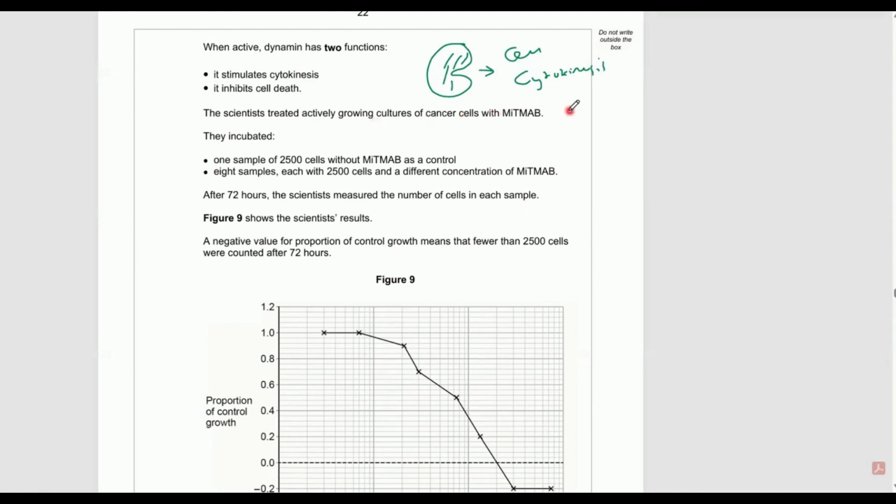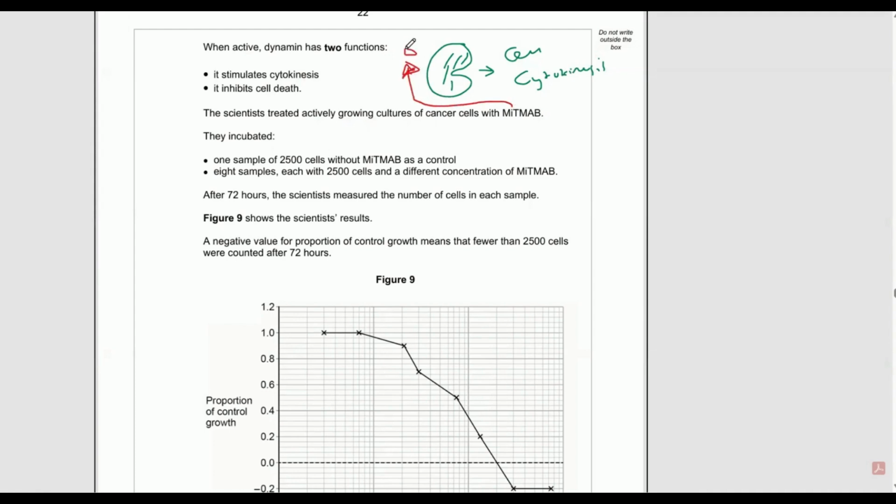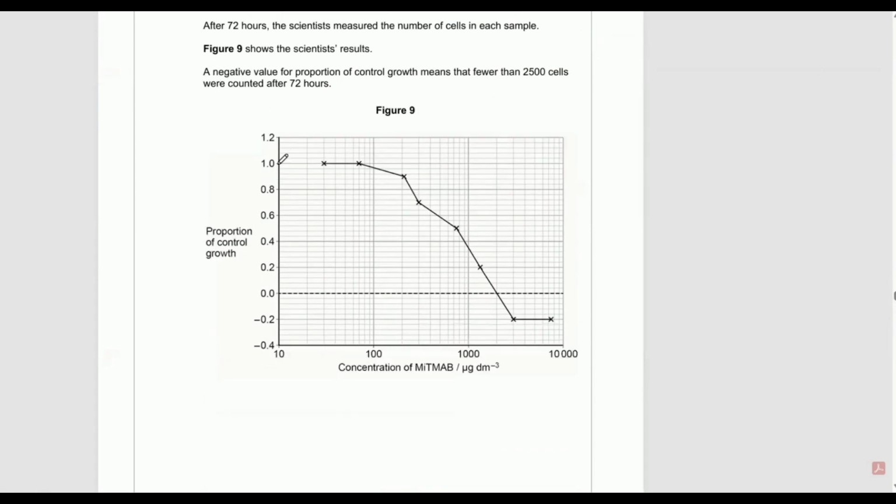So scientists treated actively growing cultures of cancer cells with MITMAB. They incubated one sample of 2,500 cells, that's a lot, without MITMAB as a control, and 8 samples which each also had 2,500 cells and a different concentration of MITMAB. So they're seeing how the different concentrations of MITMAB affect cell growth by inhibiting this dynamin enzyme. After 72 hours, the scientists measured the number of cells in each sample. Figure 9 shows the scientists' results.